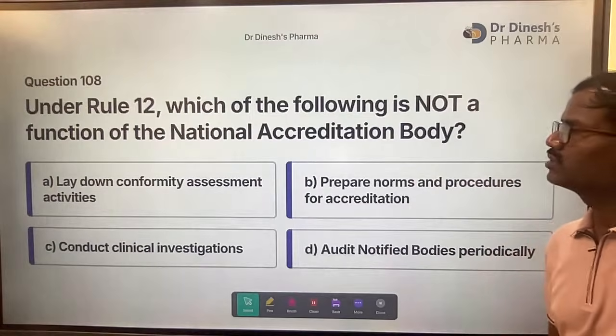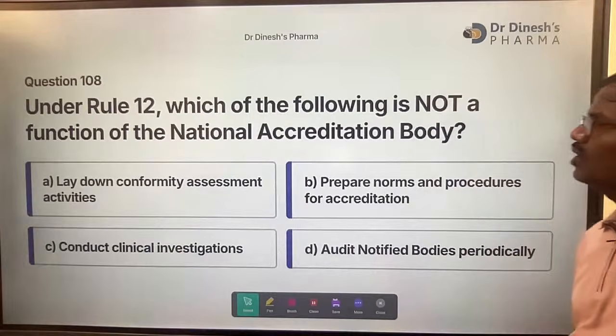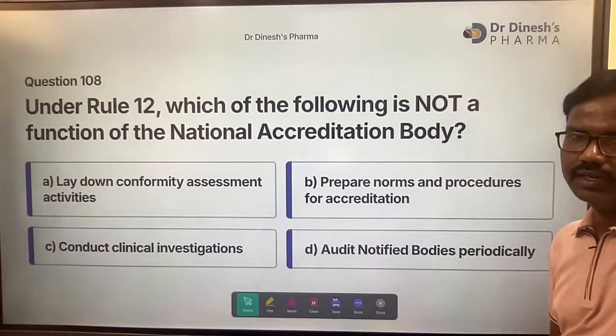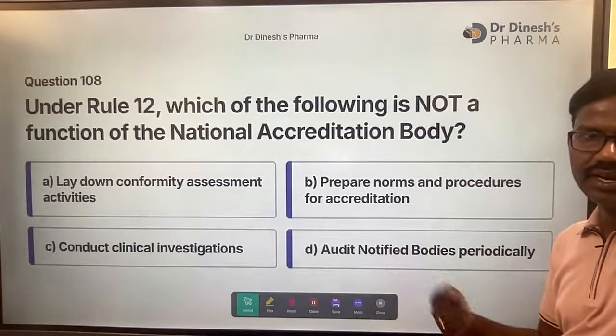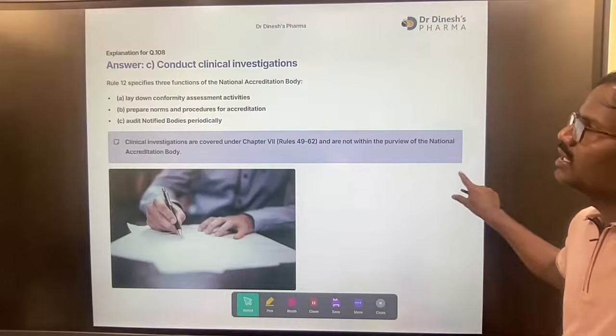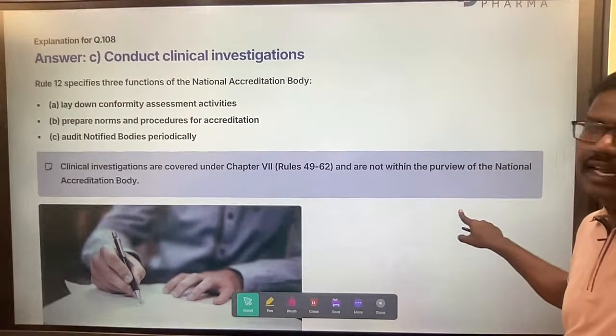Okay, answer fast. Which of the following is not a function of the NAB? National Board of Accreditation is different from National Accreditation Body. The right answer is C, conduct clinical investigation. This is not the function of NAB.